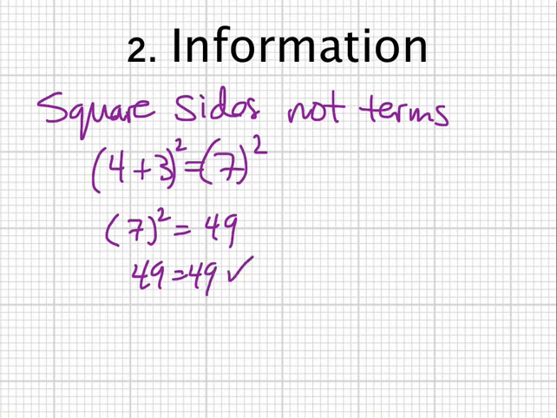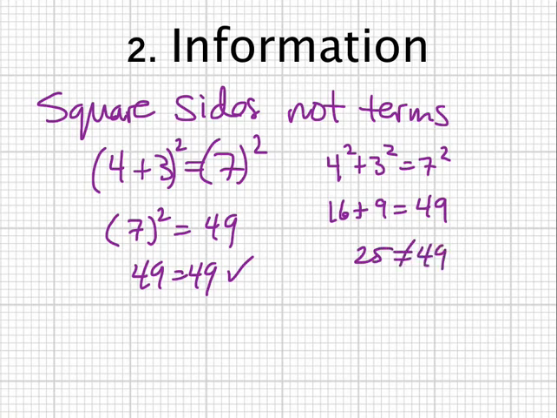This checks out. If you squared the terms instead, you would do 4 squared plus 3 squared equal to 7 squared. 4 squared is 16, 3 squared is 9, 49 equal to 49. 16 plus 9 is 25, which is not 49. So you see the difference here? When you square both sides, you don't square the terms. You have to square everything on the inside. And again, you must check your answers.